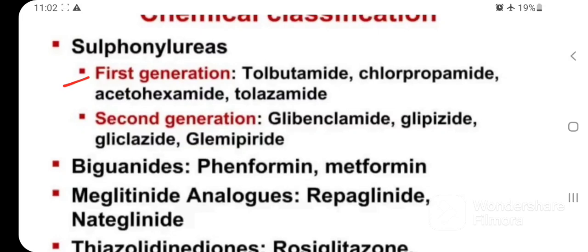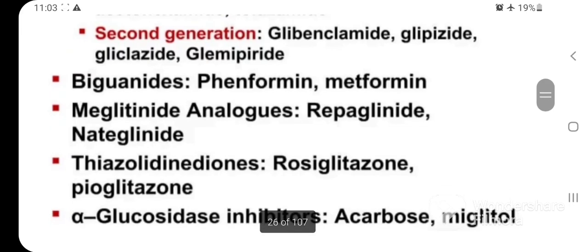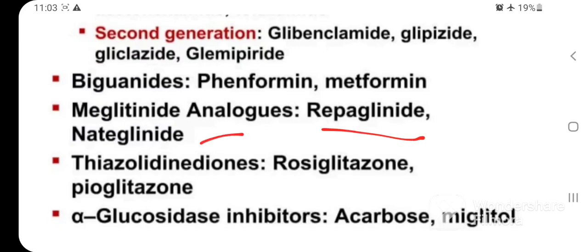Then the next classification is biguanides. Biguanides are also one of the very selling brands, that is phenformin and metformin. These are the two examples. Then meglitinide analogs, for example repaglinide and nateglinide. Then thiazolidinediones, rosiglitazone, then pioglitazone, then alpha glucosidase inhibitors, acarbose and miglitol.